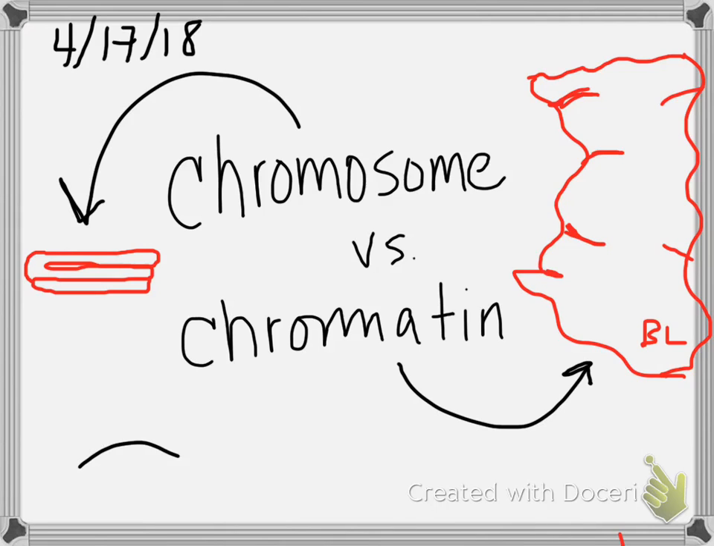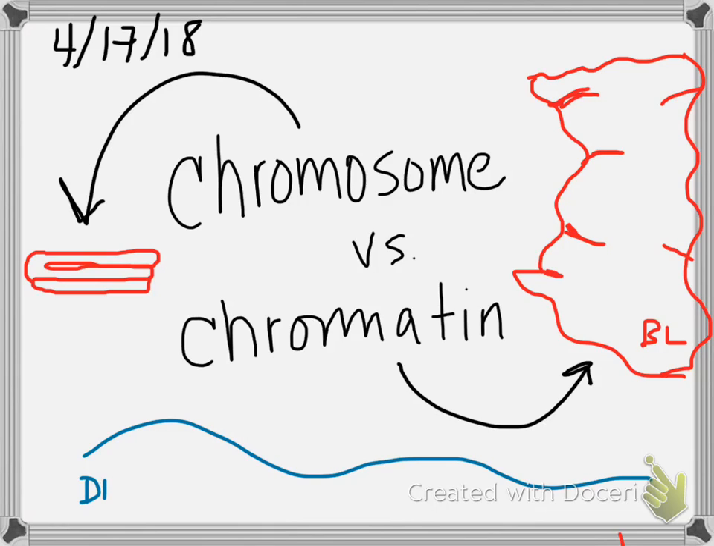So the chromatin is these long thread-like structures. It is still DNA and protein. The stuff has not changed. DNA wrapped around protein. But it's long, it's awkward, it's sort of ungainly.